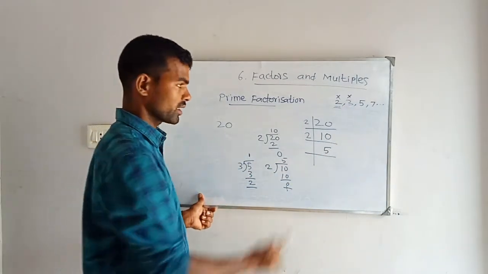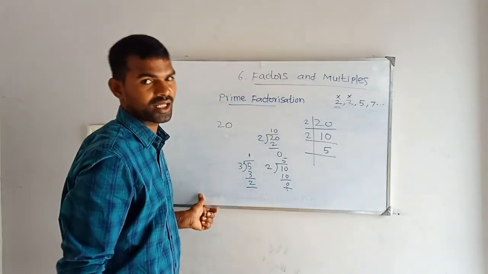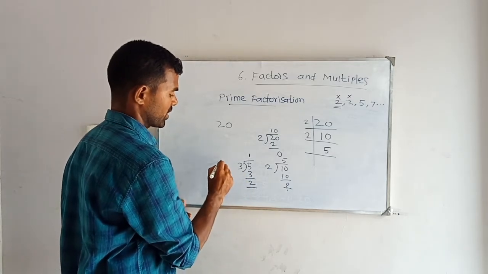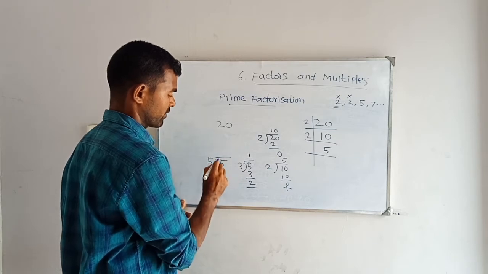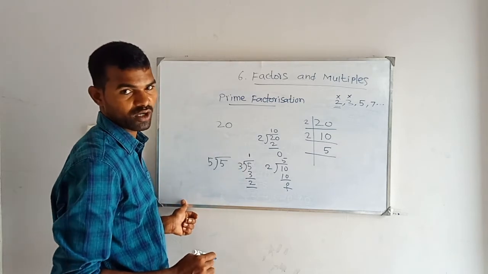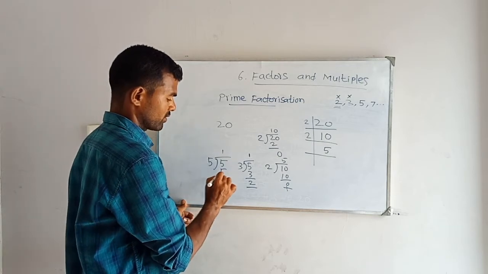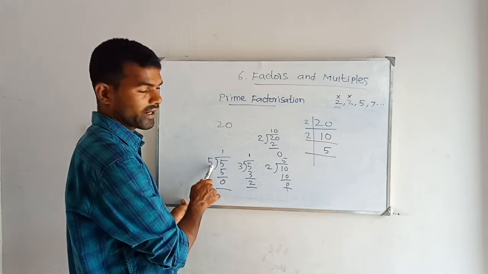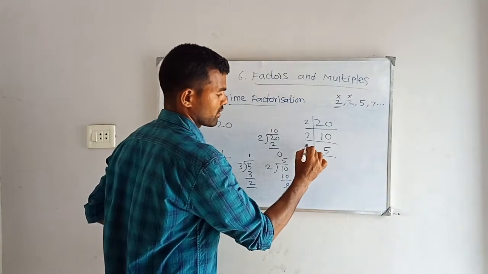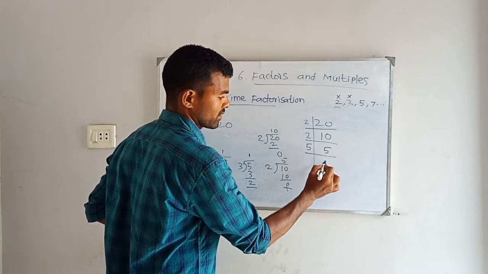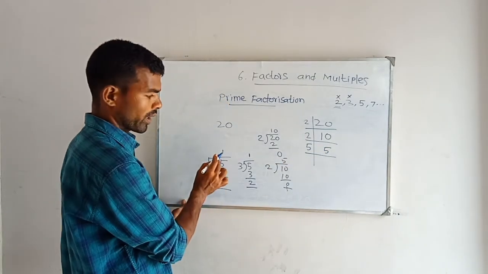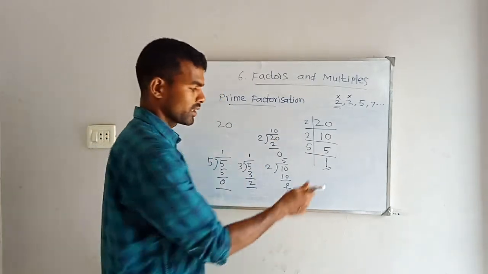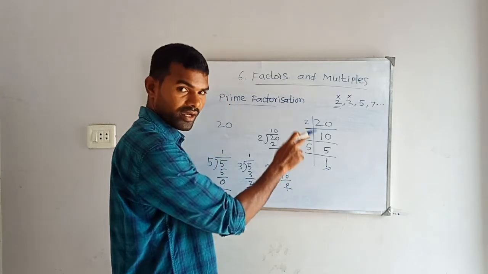Next, which number do you have to take? The next prime number is 5. Divide the 5 by 5. You can divide now. 5 divided by 5, how much? 1 time you can divide, and there is no remainder. When there is no remainder, 5 only makes 5. Till you are getting 1, you have to divide and go.